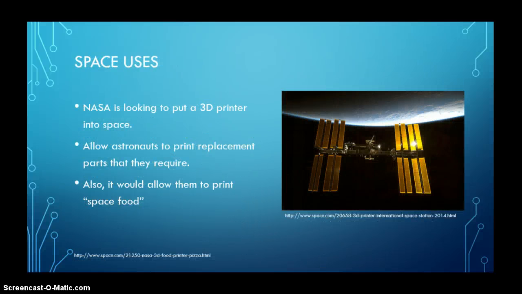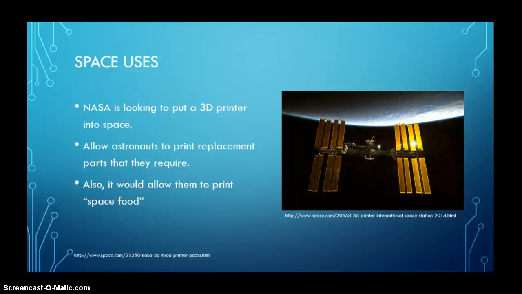All right, one of the more interesting uses for 3D printing is sending it up in space. I find this funny because, well, I'll just skip right to it. The third bullet here allows the astronauts to print space food, and this included space pizza, produced from a 3D printer. So, pretty neat thing.